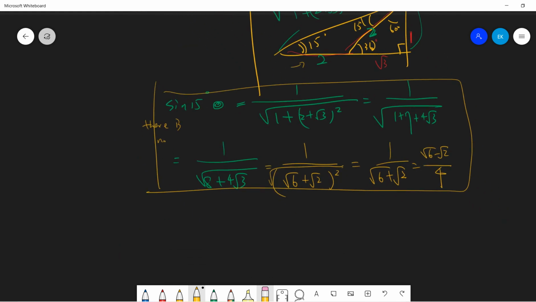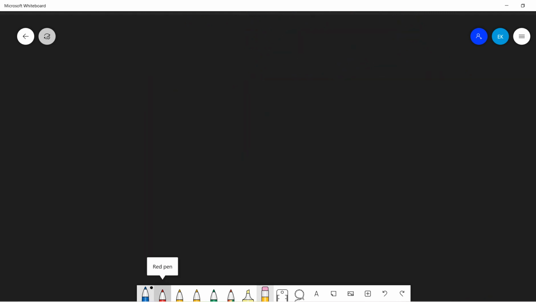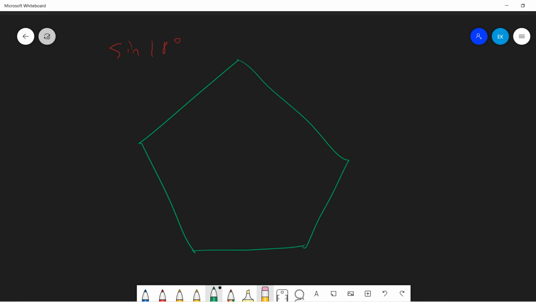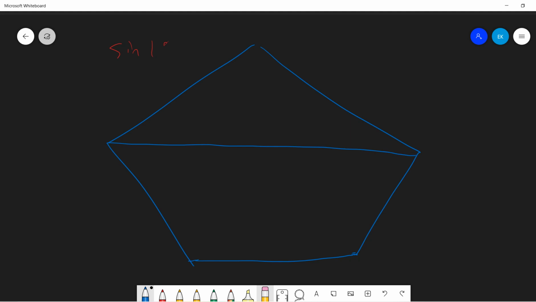The next is the famous result about sine 18. This sine 18 is not easy to compute, so we need to start from the pentagon. Let me draw a better pentagon. Hopefully this, I mean, this looks not perfect. This pentagon is a regular pentagon, so each side has the same length. Let's say this length is 1.